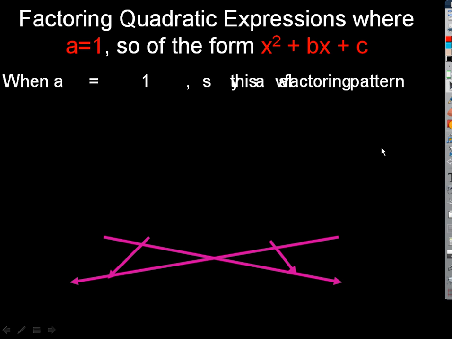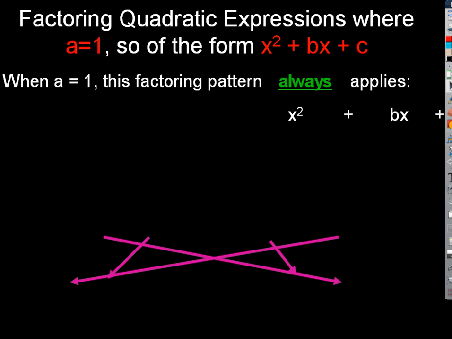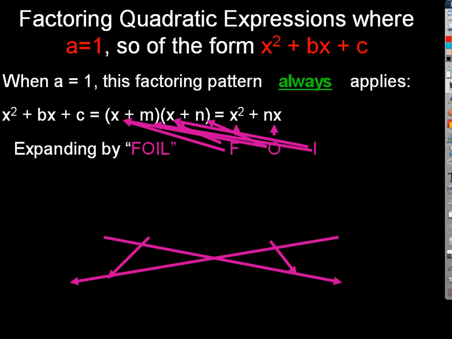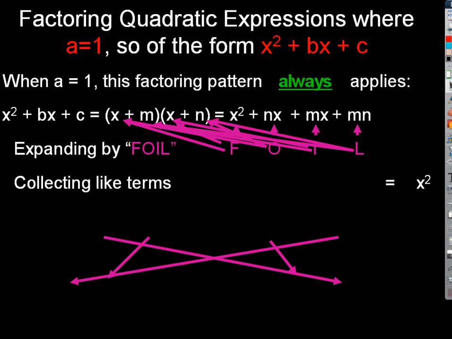So once again, here's our pattern. If we FOIL this, that's what we get, right? First, outside, inside, and last. Okay? So if we collect the like terms, this is what we got.